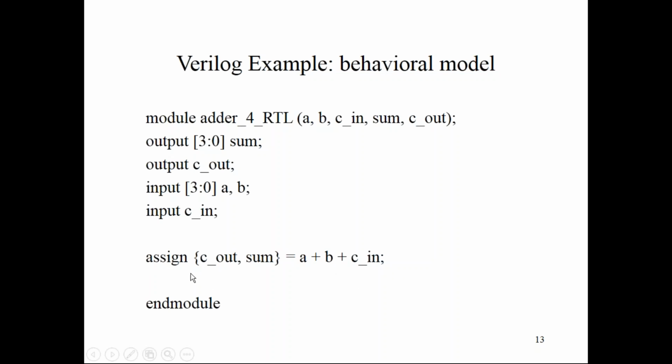So if I'm concatenating this value, then here, if you are seeing, my input is 4-bit wide, A and B, and sum is also 4-bit wide. So C out comma sum: this is a 4-bit result, plus here C out is 1-bit wide. So a total of 5-bit result you got.